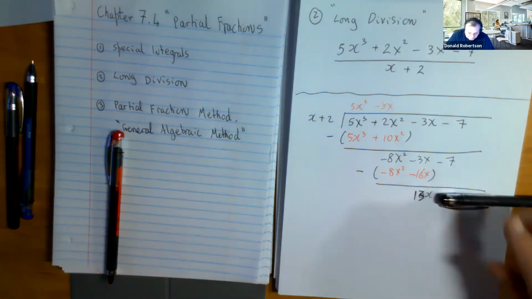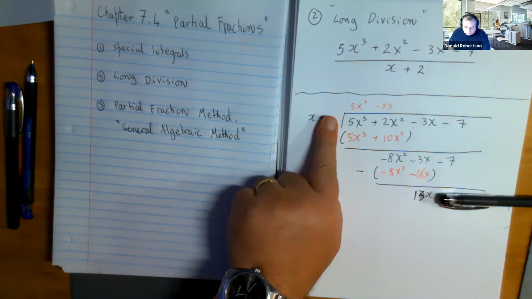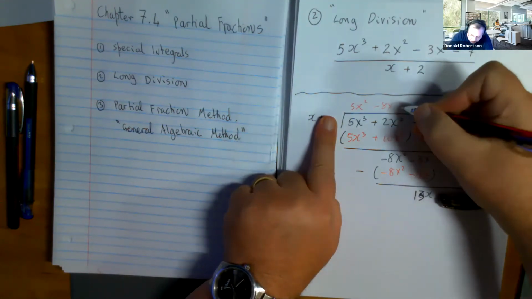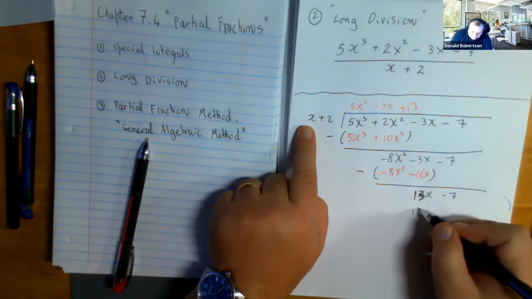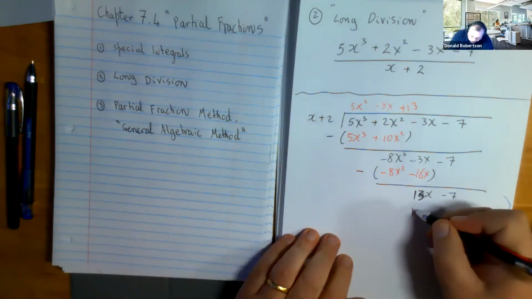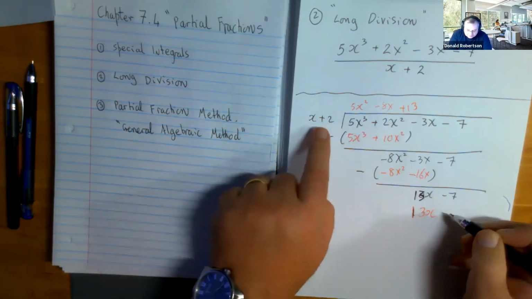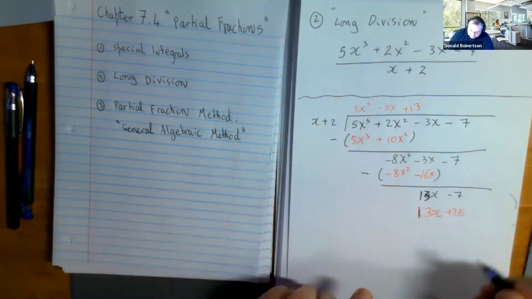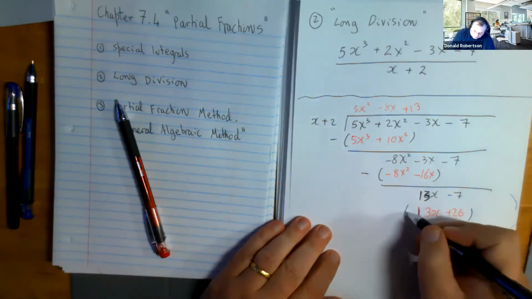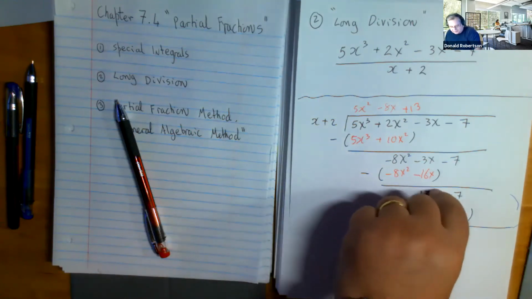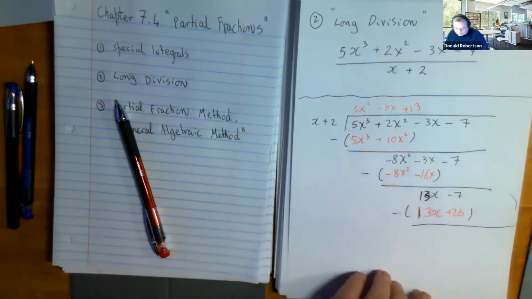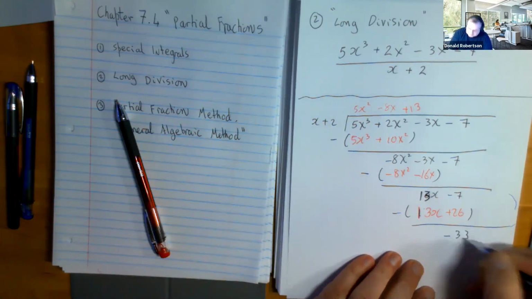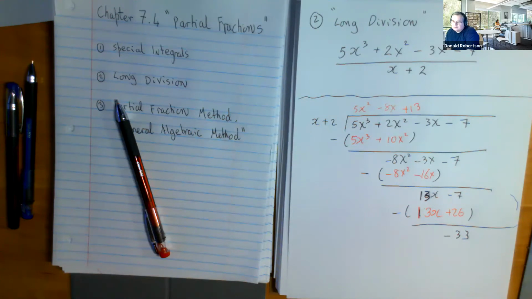One more time. What do you multiply x by to get 13x? And the answer is 13. 13 times x, oh, get my color scheme all wonky, is 13x. 13 times 2 is positive 26. And subtract. 13x, take away 13x, gone. Negative 7, take away 26. I hope that's negative 33. And that is long division in all its glory.